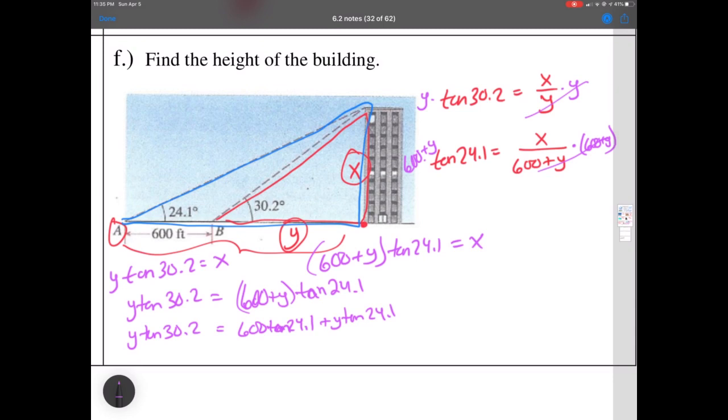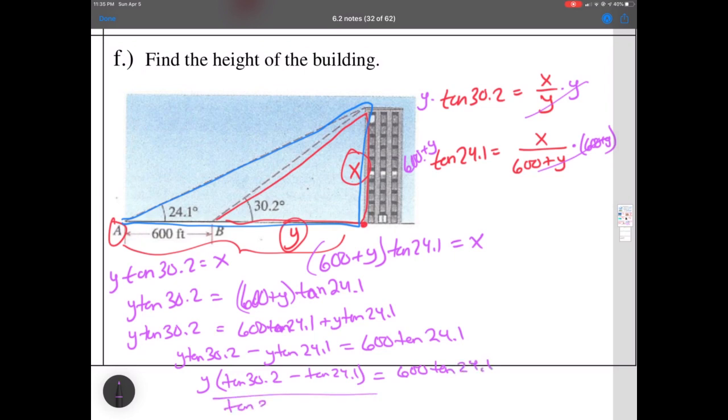Once you've done that, we're going to move everything with a y to one side. So y tangent 30.2 minus y tangent 24.1 equals 600 tangent of 24.1. Now we'll factor out the y. So you have tangent 30.2 minus tangent 24.1, times y, equals 600 tangent of 24.1. So we'll divide by all of that, and that will give me y.